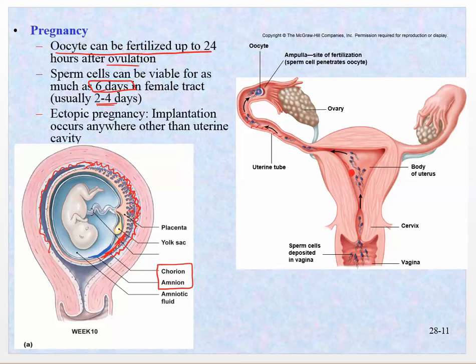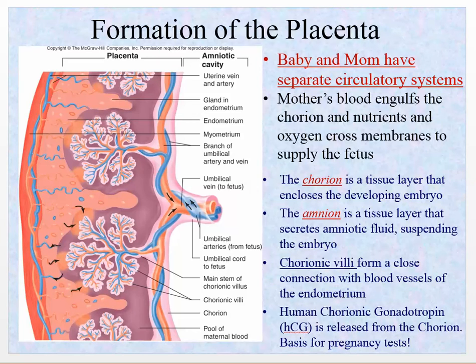And so if we take a close-up look at this, we can see this is the chorion here. We have these things called chorionic villi. And so these are the chorionic villi. And you can see, and this is very important, mom and baby have separate circulatory systems. Baby has its own heart. It's got its own circulatory system. It has its own vessels. And so it's pumping blood through here.